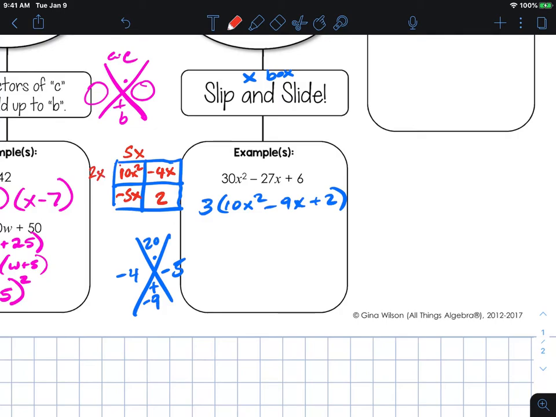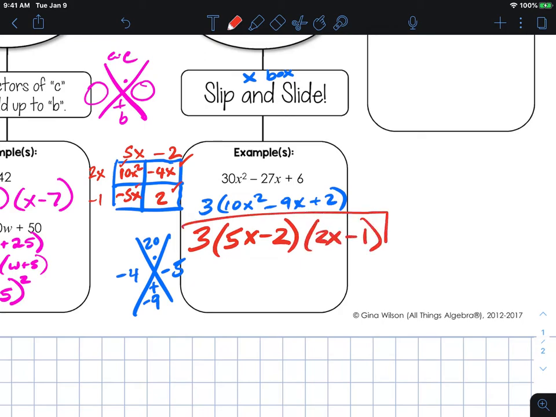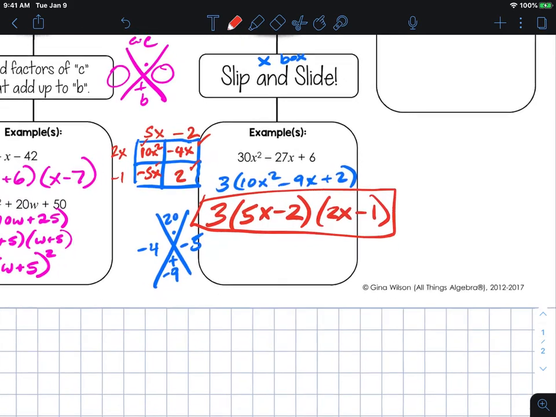Okay, so that will give me the 10x squared there. 2x times what is negative 2x? Minus 2. Checks out okay now, right? 5x times what is negative 5x? Minus 1. Negative times a negative, is that a positive 2? Yes, it is. All the boxes check out. So I'm going to have my 3 there that I can't forget about, and I'm going to have my 5x minus 2 and my 2x minus 1. All done. All right. If I wanted to use the slip and slide method, what would I do instead?